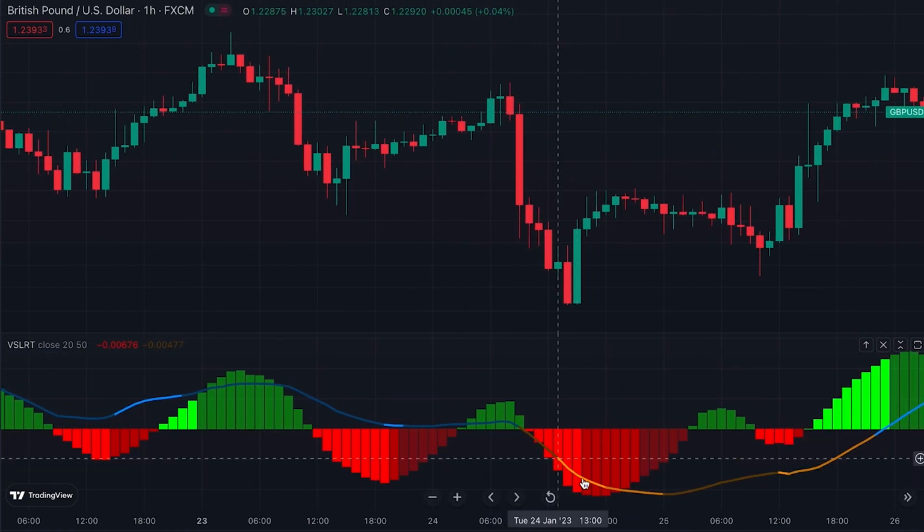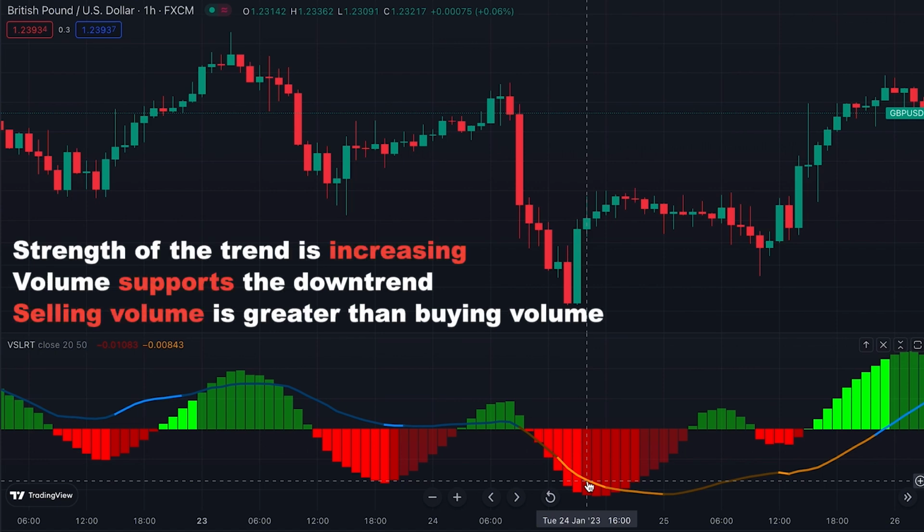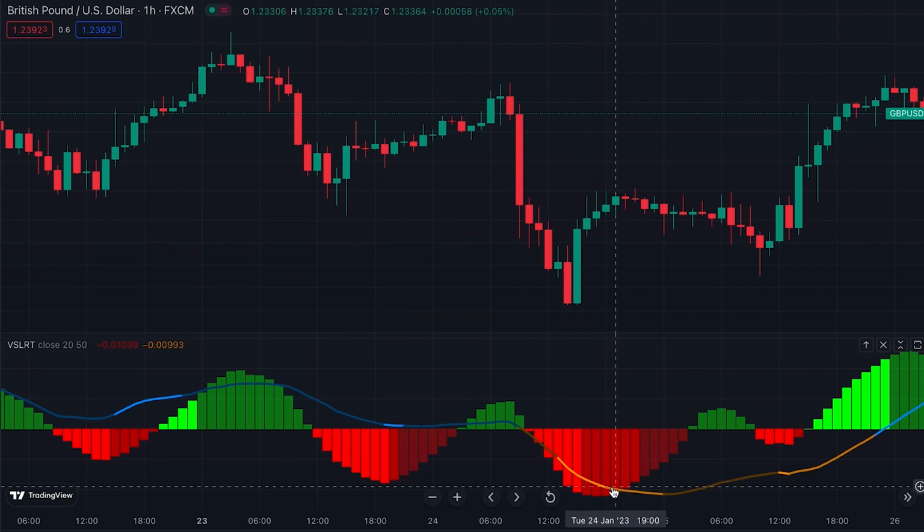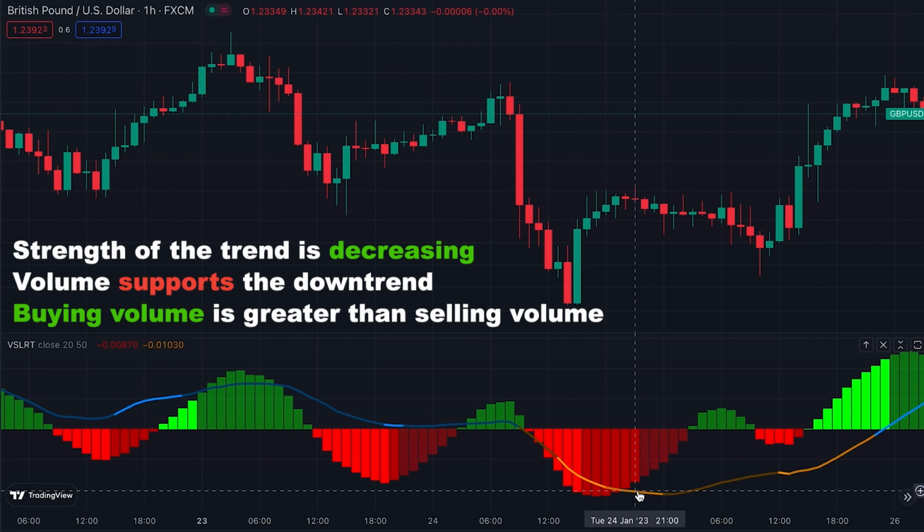When it's light orange, it shows that long-term downtrend strength is increasing. Volume supports the downtrend and selling volume is greater than buying volume. When it becomes dark orange, it shows weakness in the downtrend. Volume still supports the trend, but buying volume is greater than selling volume.